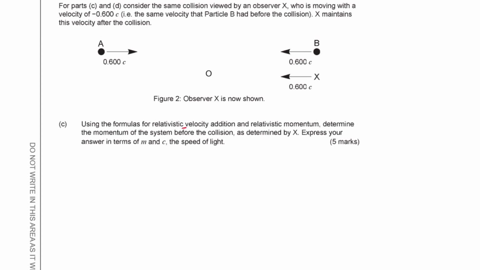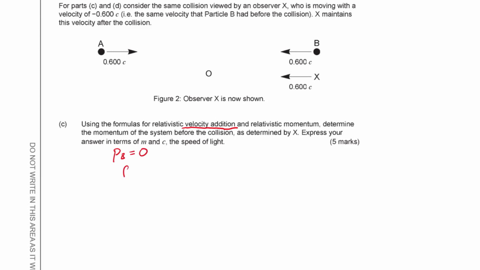So it's sort of giving you the hint of what you need to do in order to determine the momentum of the system before the collision. Okay, so we first know that the momentum of B according to X is going to be 0, because B is not moving relative to X. So we can say the momentum of B is equal to 0.